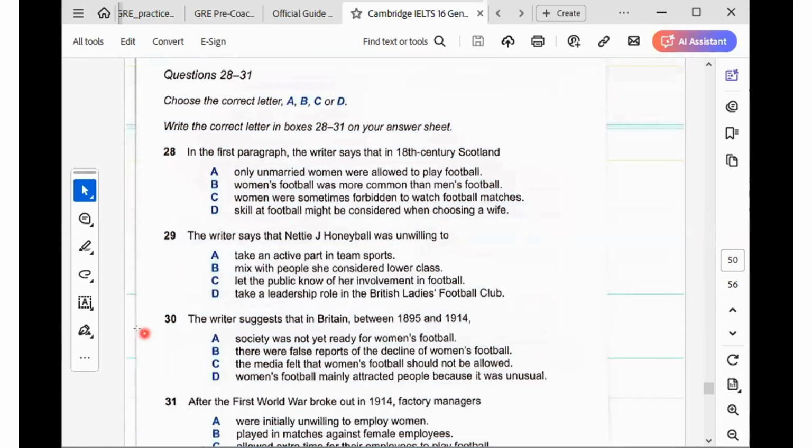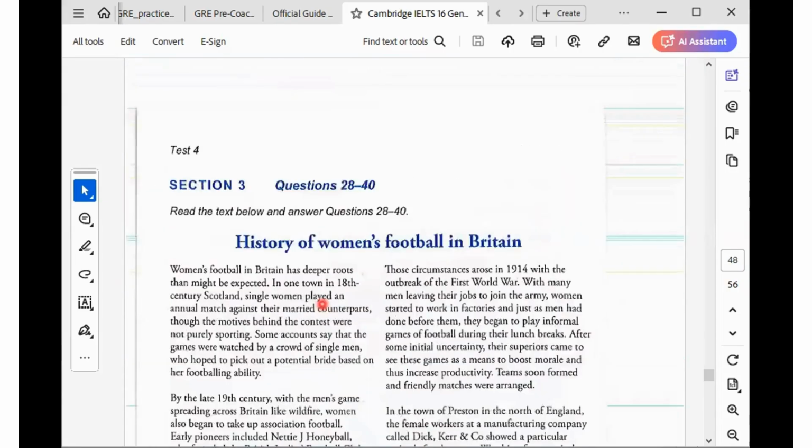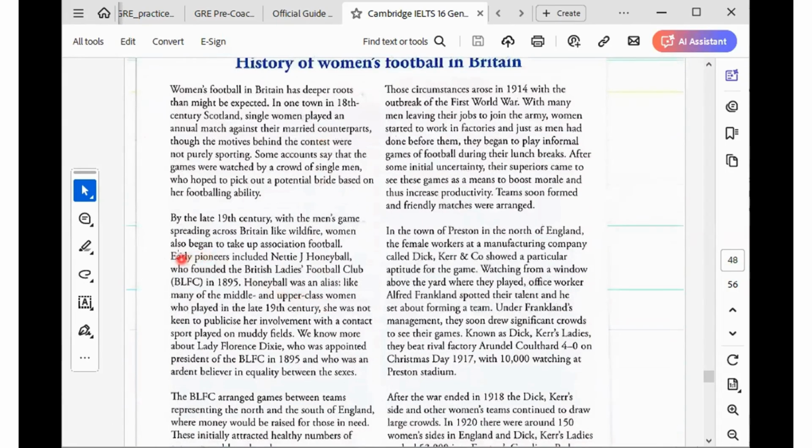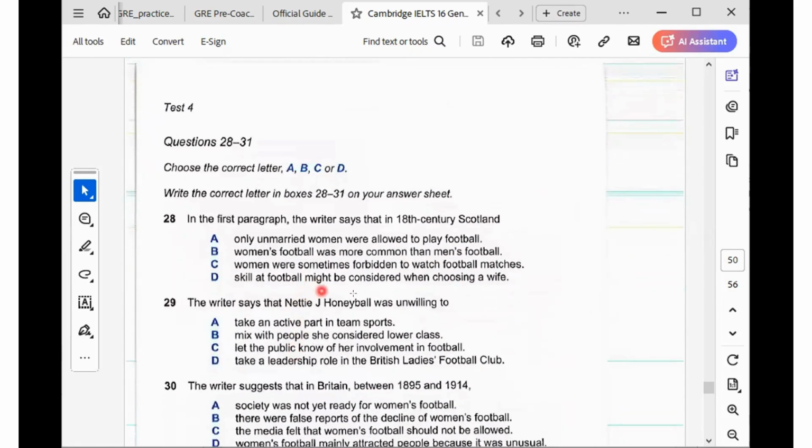Number 29. The writer says that Nettie Honeyball was unwilling to. Look at Nettie Honeyball, who founded the British Ladies Football Club. Honeyball was an alias. And like many of the middle class and upper class women who played football in the 19th century, she was not keen. Now look at it. Not keen. That means unwilling. Unwilling to publicize her involvement with the contact sport played on muddy fields. So Nettie Honeyball was unwilling to publicize her involvement.